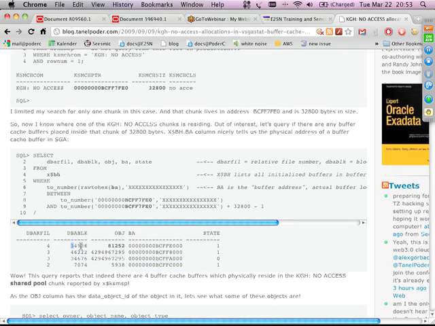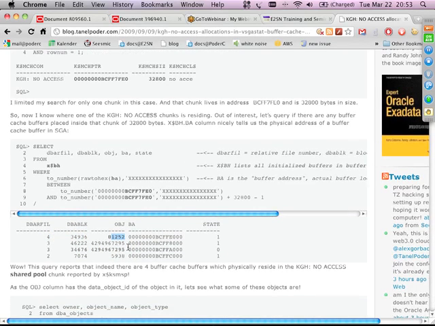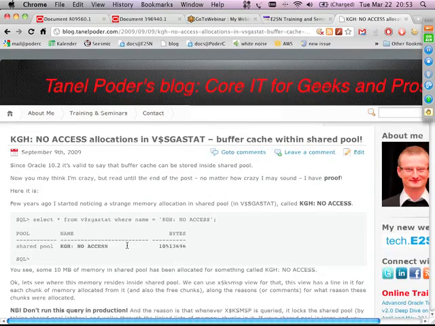So this is the file number, block number, and object ID. And the reason this is needed for SGA target, it's needed for automatically reducing shared pool size if needed. So you can read about that yourself.